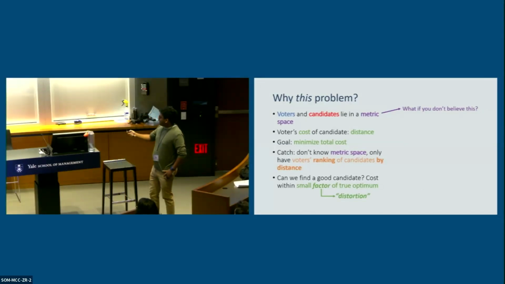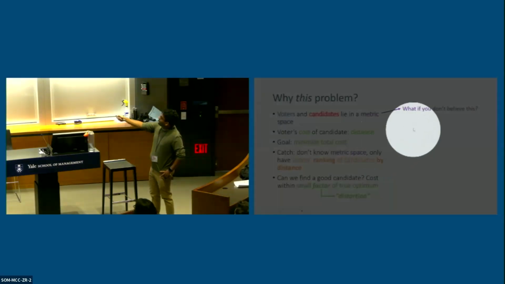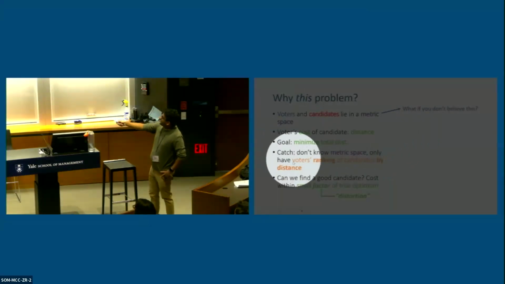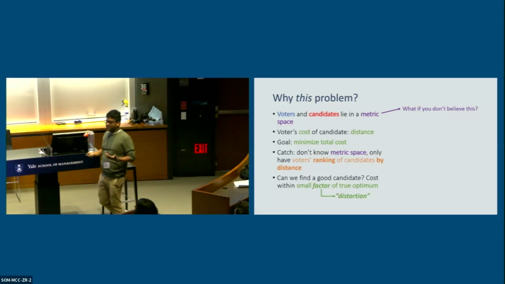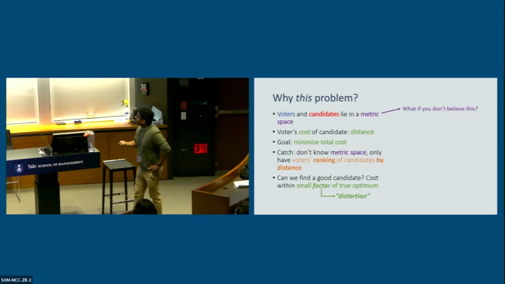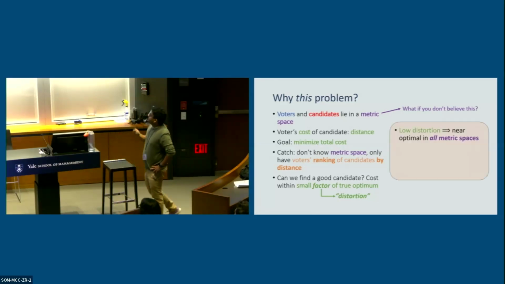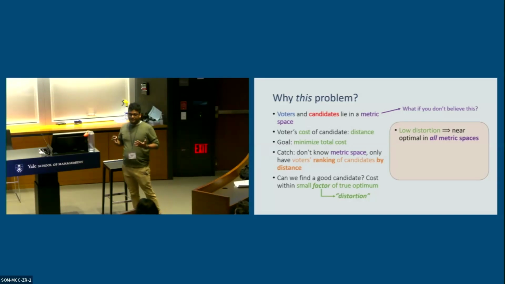One is that while it might seem like this line is the most important line of the setup, I actually think that it's this fourth line, the fact that we have to do this without actually knowing what the metric space is. And so what that means is that if we can find a voting rule with low distortion, then it actually finds candidates that are near optimal simultaneously in all metric spaces.